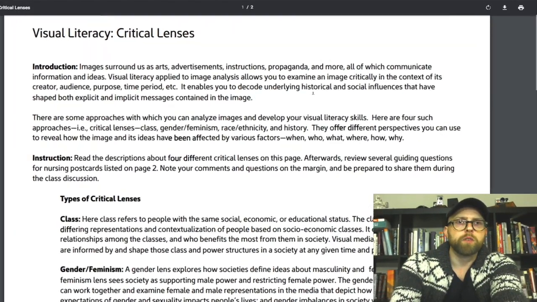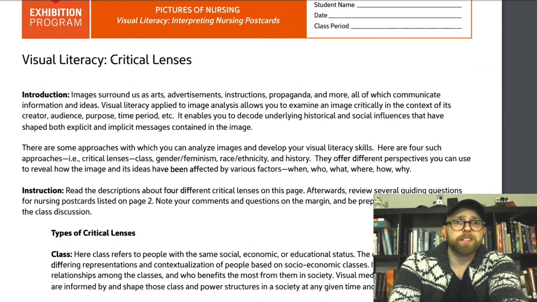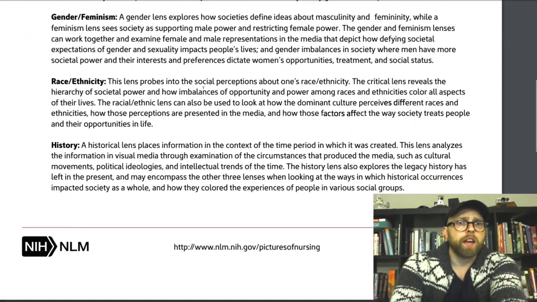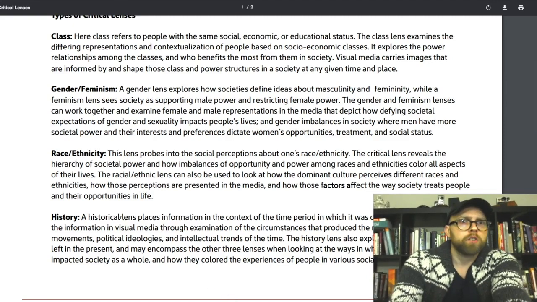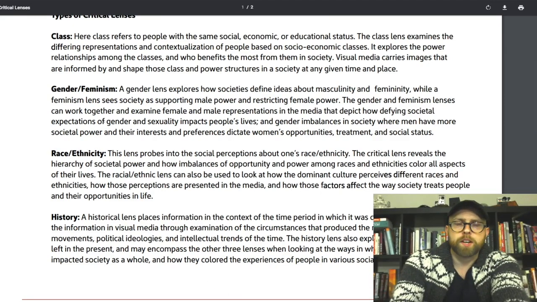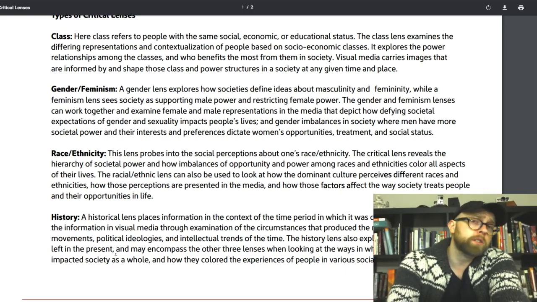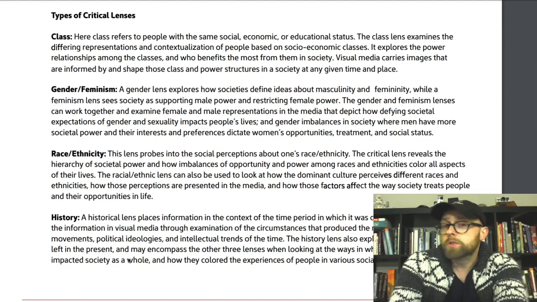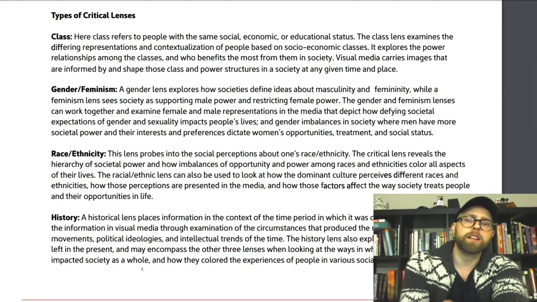I have access to this document that's actually all about applying the lenses to illustrations and photos. And here they run through the four main types: social class, gender and feminism, race and ethnicity, and a historical lens too. If you wanted to do some additional research, if you find a book about a particular time in history that's of interest to you, you could talk a little bit about what this book tells us about this point in time.